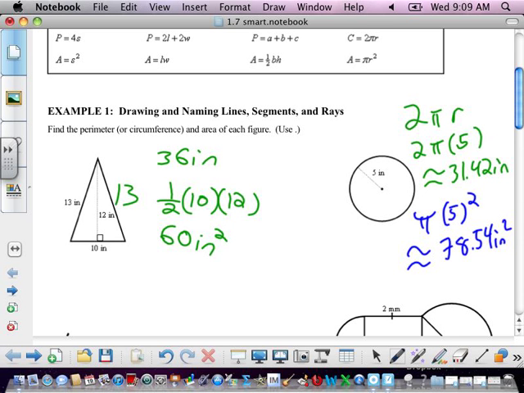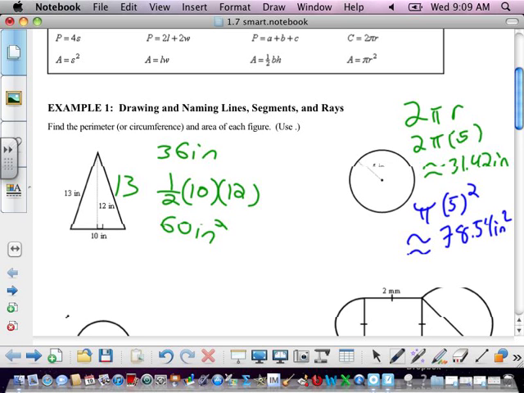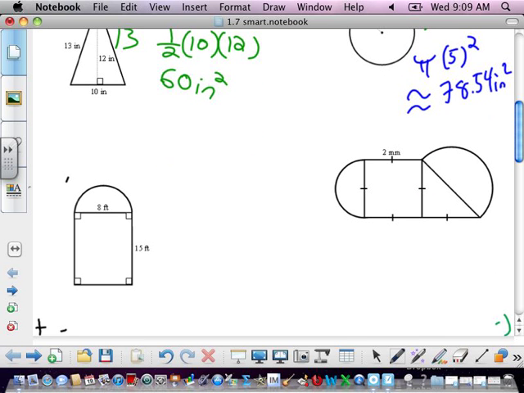Okay, now the next two are a little harder because we're going to do 2 shapes with 1. Okay? We ready? Everybody's got A and B? I'm going to move it up a little bit. Okay. Let's look at C. How are we going to find the perimeter of the rectangular part? This is 15. What's this side over here? 15. What do we think the bottom is? 8. Good.